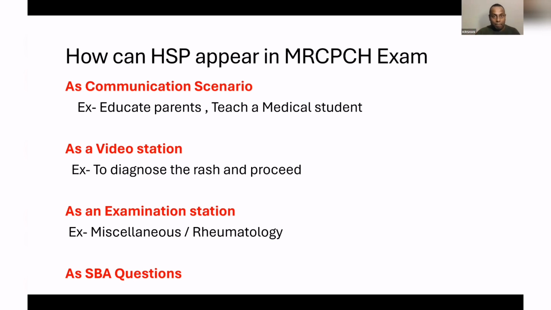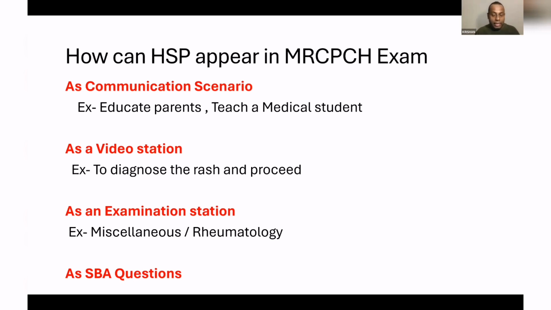Then in clinical exam, MRCPCH clinical exam, the final component, this could be tested as a communication scenario. They might say, the child was diagnosed to be having HSP. The rash photo will be given. And then you will be asked to educate the parents as to what is going to happen to your child in the next few days. Or we are going to discharge your child, and when we discharge, this is going to be the plan. So you will be asked to educate the parents.